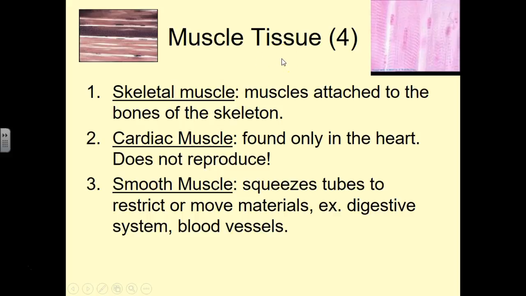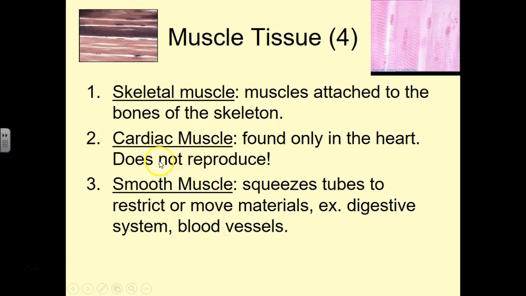The last two tissues, not too much to say about them, the muscle tissue and nervous tissue. We'll obviously spend a lot more time on these. Most people would guess, when they're thinking of tissues of the body, they think of muscle tissue and nervous tissue. So you got 3 different kinds. Skeletal muscle is attached to the skeleton, cardiac's in the heart. Smooth muscle is in any tube inside the body that can restrict the movement of materials. So it can restrict or dilate. The digestive system and blood vessels are smooth muscle.